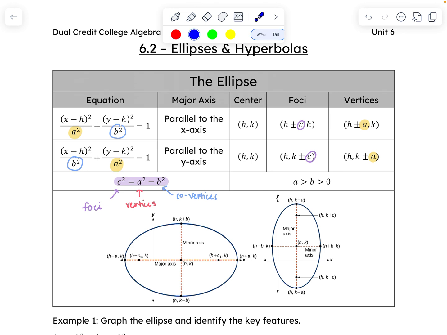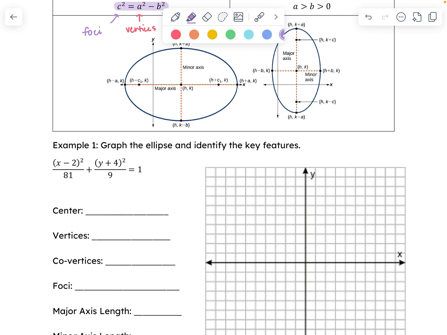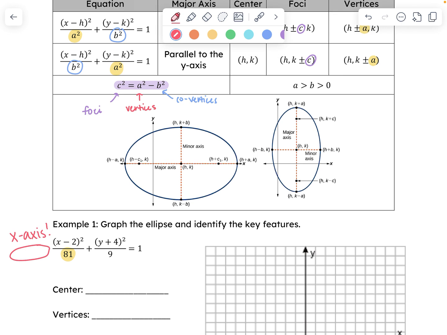Example one says graph the ellipse and identify the key features. So the first thing you'll notice is that our bigger number is under the x. That means that it is going to be parallel to the x-axis, so it's going to open like this. You will also notice we're dealing with a whole bunch of squares again, and we are looking at a squared there. So that a squared is 81. We will have to talk about square rooting that and everything.